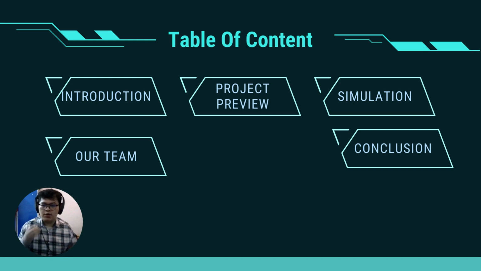Okay, so for our table of contents, there are five categories. The first one is the introduction. We are going to introduce this project. The second one is the project review, which is the flowchart for our project, and it will be explained briefly later. The third one is simulation. It will provide the YouTube link for our project to show that our project is working. And for the fourth part, which is our team, we're going to explain about our project and our part in the scope. And for the conclusion, we will conclude all the findings of our project. So that is for the table of contents.